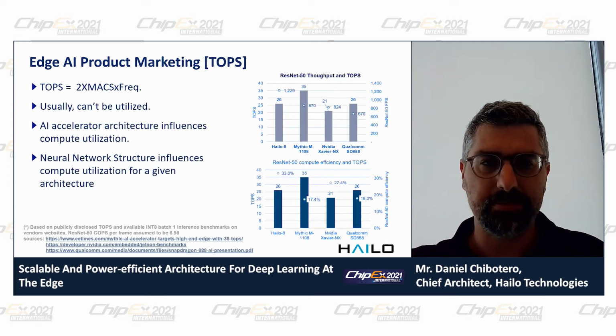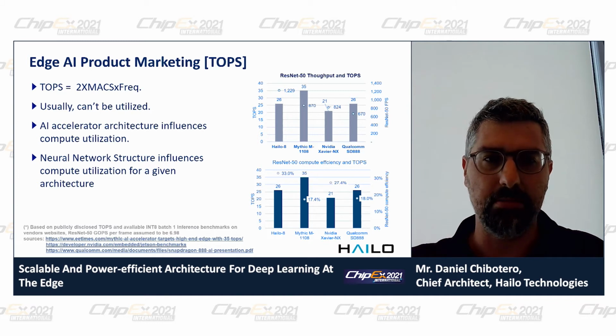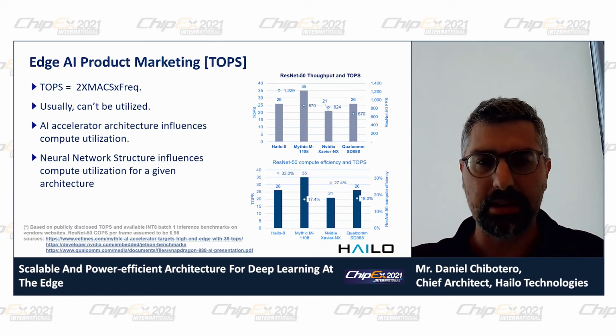So first, TOPS. TOPS is basically a figure that is based on the silicon properties of the chip. It is the number of multiply-accumulators that are implemented in the silicon times the frequency these multiply-accumulators are running at. And in most architectures, these MACs cannot be fully utilized for most of the workloads. And the AI accelerator architecture greatly influences the compute utilization.